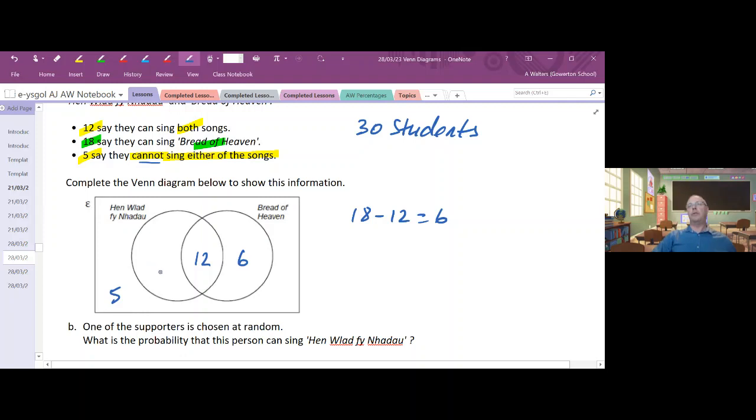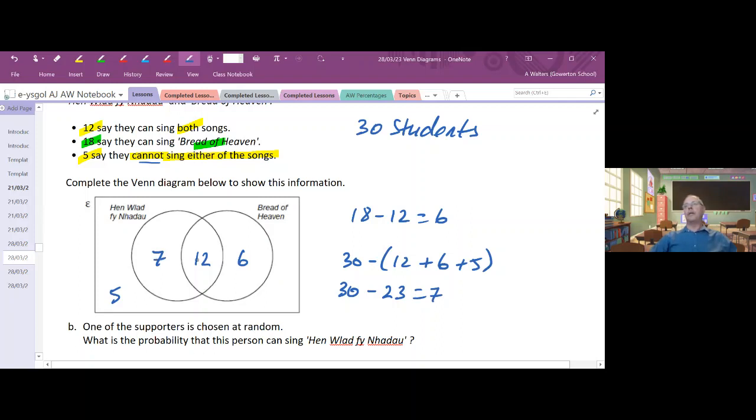Okay, so what we need to do is there's a total of 30 students. So we say 30, take away, and I'm going to add up all the values I can see, 12 and 6 and 5. So I'm taking away 23, and that tells me I'm left with 7. And that 7 can go in here for Hen Wlad Fy Nadau.